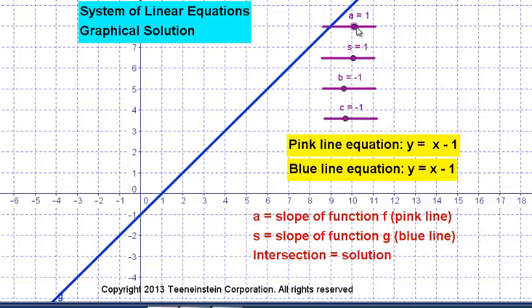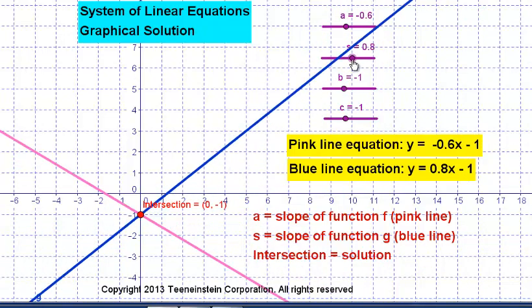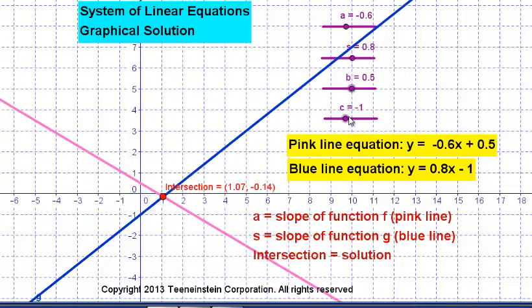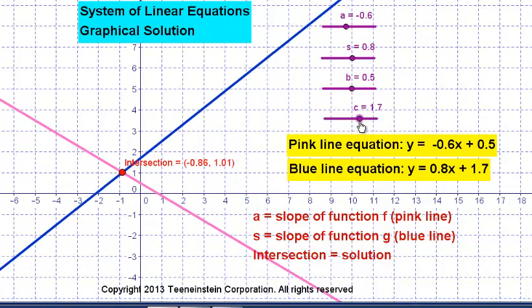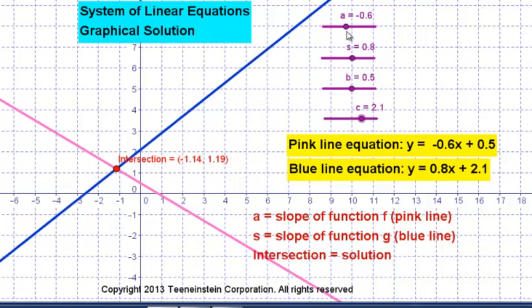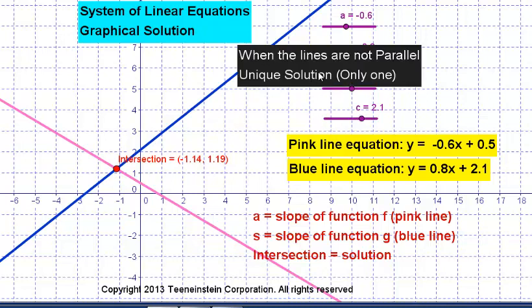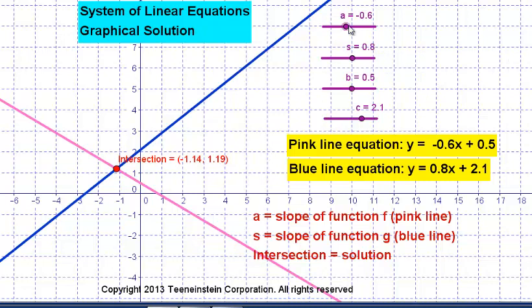Now when the slopes are not equal, for example, this slope is different and the blue line slope is different, the y-intercepts may or may not be equal. Whether they are equal or not, we don't care about it. But the slopes are not equal. When the slopes are not equal, there is only one solution. When the lines are not parallel, there is a unique solution, that is the intersection of the two lines. Here the solution is negative 1.14 and 1.19.